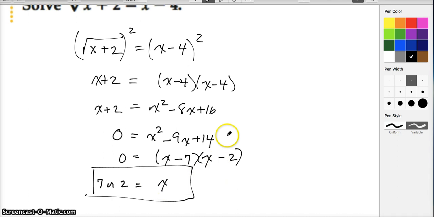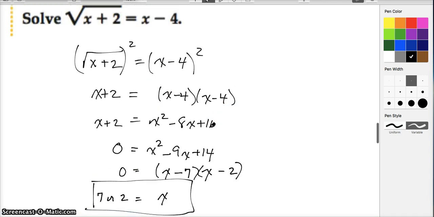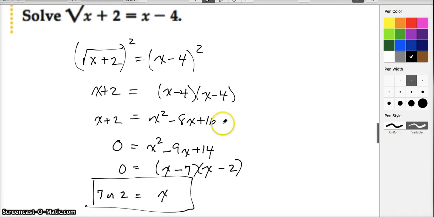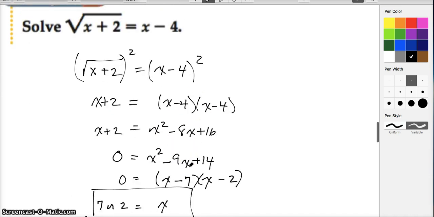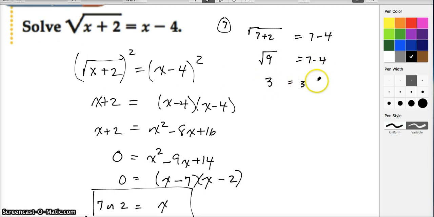But before I box it off, I need to check it with the original problem. Not any of the intermediate problems that I created. I've got to check it with the original. And so when I do that, I go back and let's check the number 7 first. So I'm checking that the square root of 7 plus 2 should equal 7 minus 4. 7 plus 2 is 9. Square root of that is going to give me 3. And 7 minus 4 is 3. So I feel confident that 7 works as an answer.